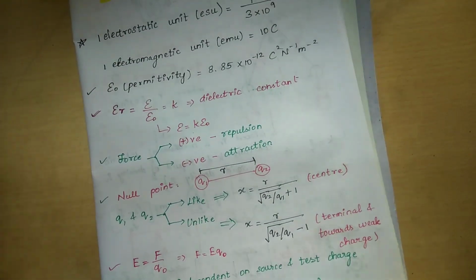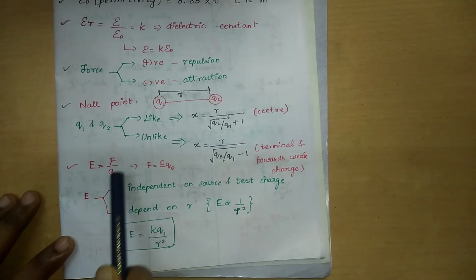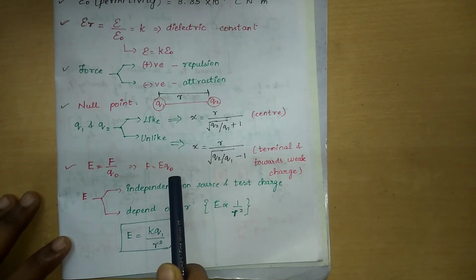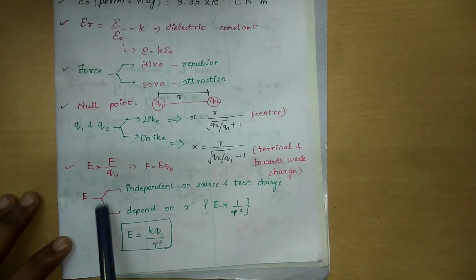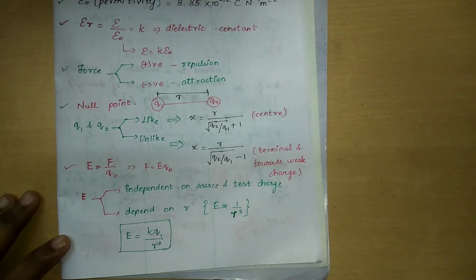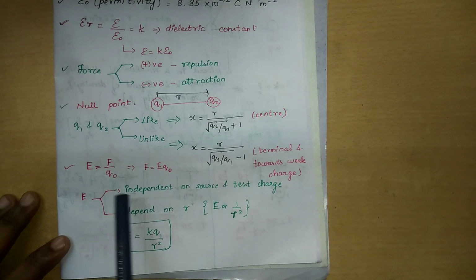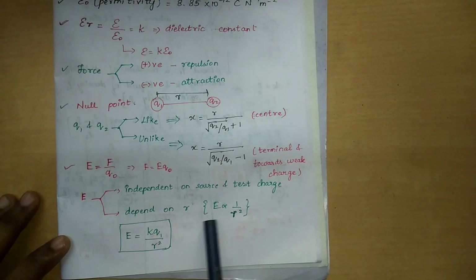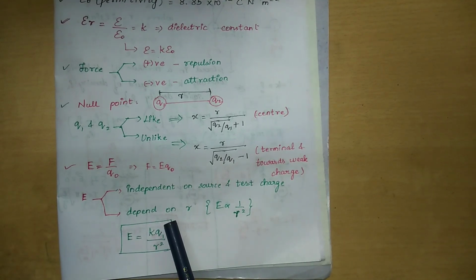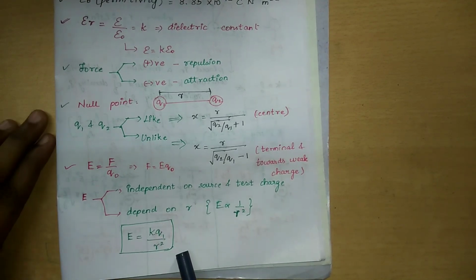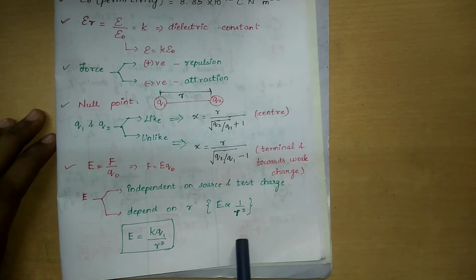Then electric field, E equal to F divided by Q naught, so force equals electric field into Q naught. And this is the formula for electric field, E equal to KQ1 divided by R square, where R is the distance between the two charges. E is independent of the test charge. This is the source charge and Q naught is the test charge. It depends only on the distance between the two charges, meaning E is inversely proportional to R square.